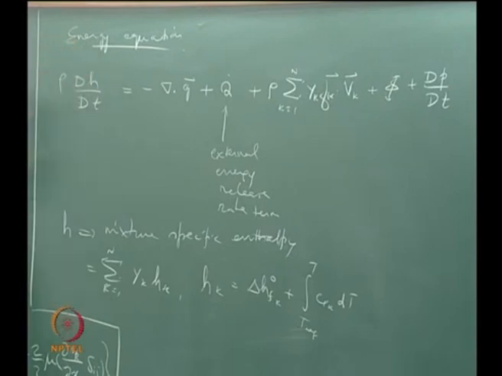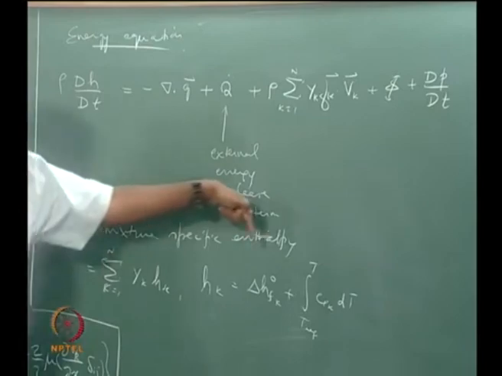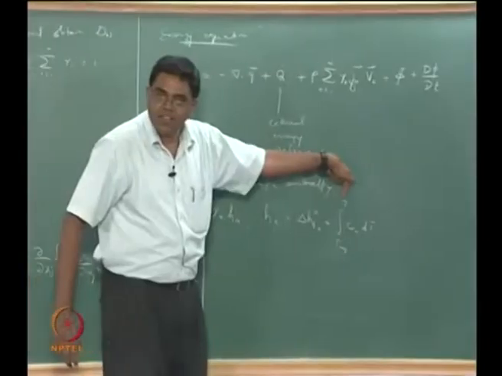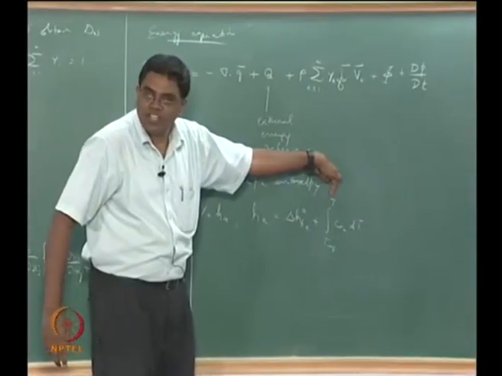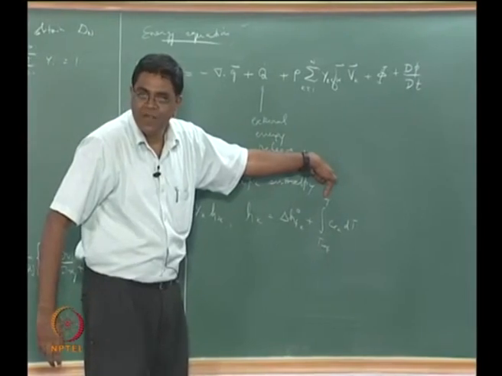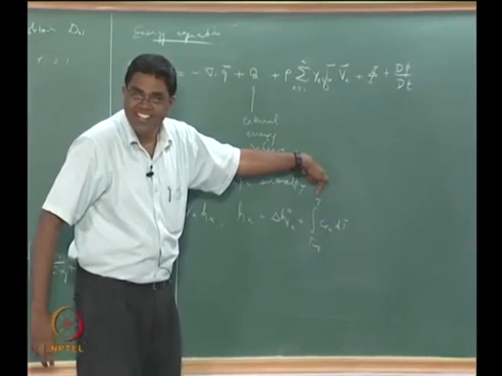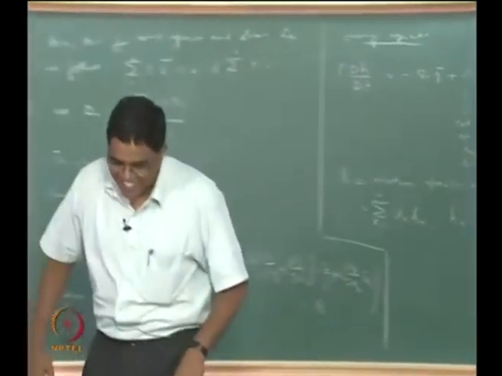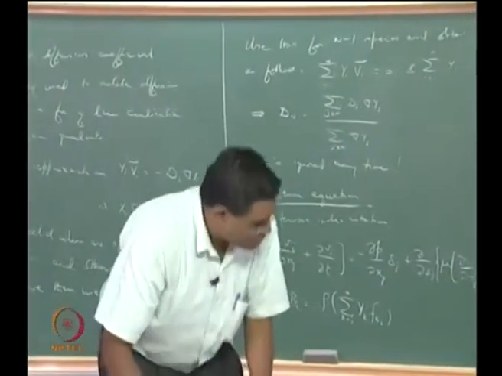The other thing is we were actually writing this equation searching for temperature as an unknown, and look at where it is. That is in the sensible enthalpy term on the top of this integral. That is the unknown, right.